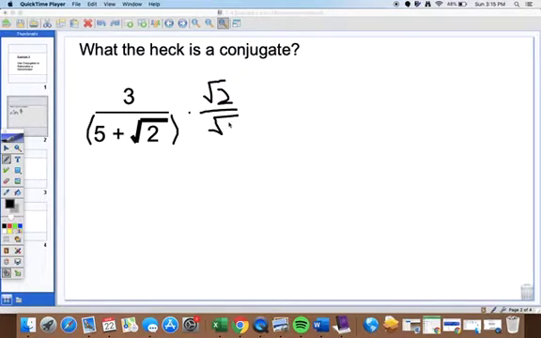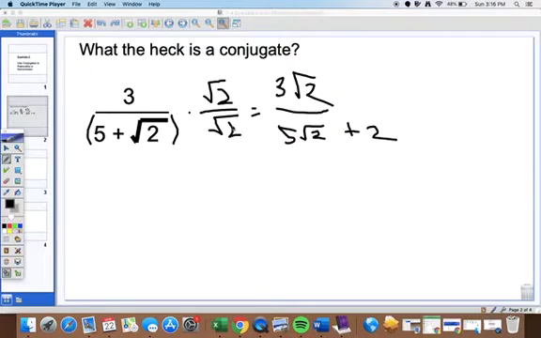Here's what happens when we do that. On top, you'll get 3 times the square root of 2. Sorry, I was going so slow, I was using the wrong controller. 3 times the square root of 2. And on the bottom, you get two terms: 5 times the square root of 2, because that's what you get when you multiply the square root of 2 and 5, plus 2, which is what the square root of 2 times the square root of 2 is. Now I've got the same situation I had before. It's just a little different, but I've still got this radical sign on the bottom. So obviously, doing this does not work.